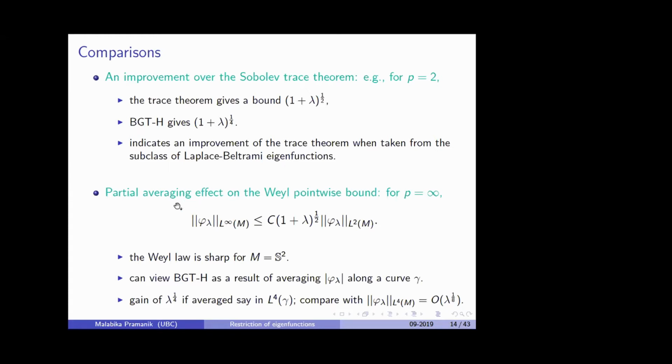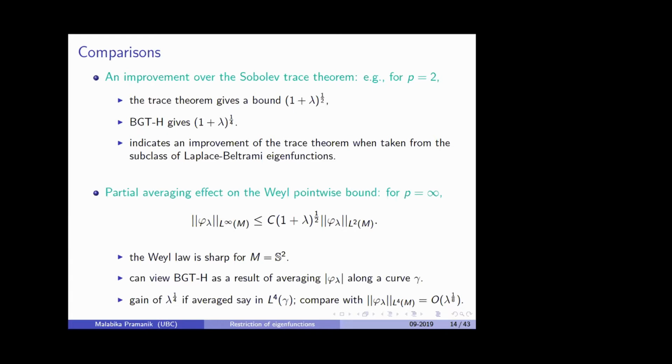Another way to think of the BGTH bound is as a partial averaging effect. The Weyl law, itself a major topic of research, states that pointwise, each L2 normalized eigenfunction is no larger than lambda to the power of 1/2. This exponent is in fact sharp, as one can see from the context of the sphere.